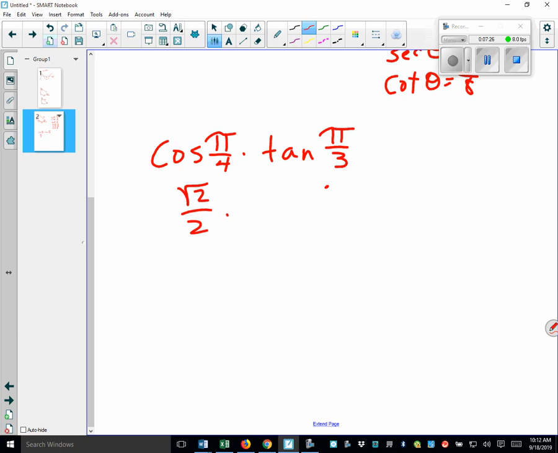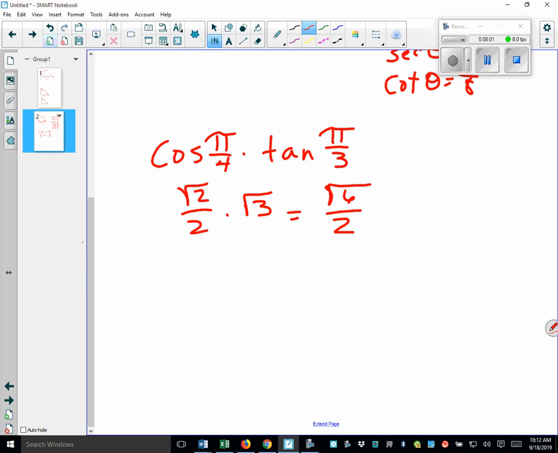What's the tangent of pi over 3? Don't you have a 30-60-90 triangle in front of you? What's the tangent of pi over 3? Oh, yeah. Radical 3. Is that assumed to be over 1? So is my answer radical 6 over 2? Yes. That is it.